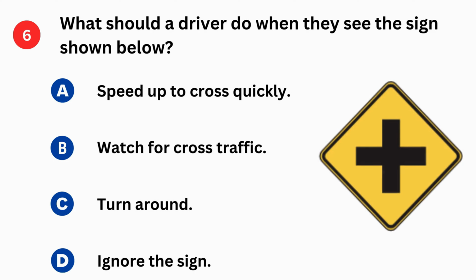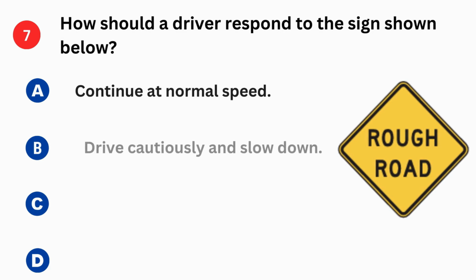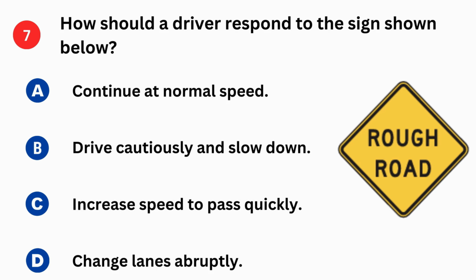What should a driver do when they see the sign shown below? Options are A. Speed up to cross quickly, B. Watch for cross traffic, C. Turn around, D. Ignore the sign. Watch for cross traffic. Explanation. The crossroad sign warns drivers to be vigilant and watch for traffic crossing their path. How should a driver respond to the sign shown below?